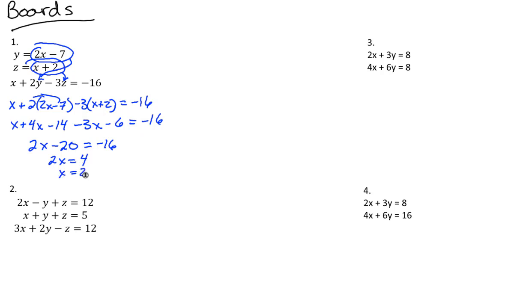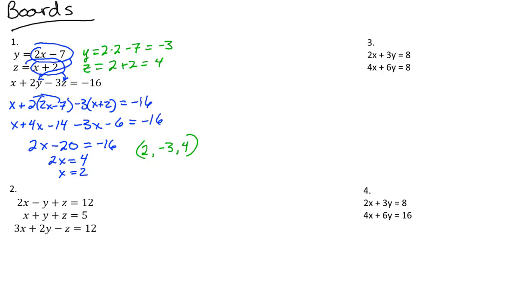x equals 2. We're not done. We got to stick that back up in there. So what does that mean? We have y equals 2 times 2 minus 7 equals 4 minus 7 is a negative 3. And z equals x is 2. So we have 2 plus 2 is 4. So we have 2, negative 3 is y, and 4 is z. So that is our point of intersection of these three equations.